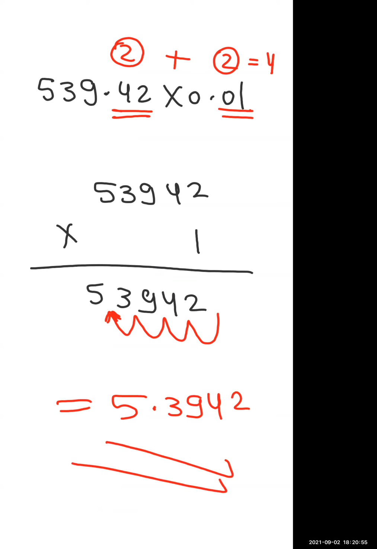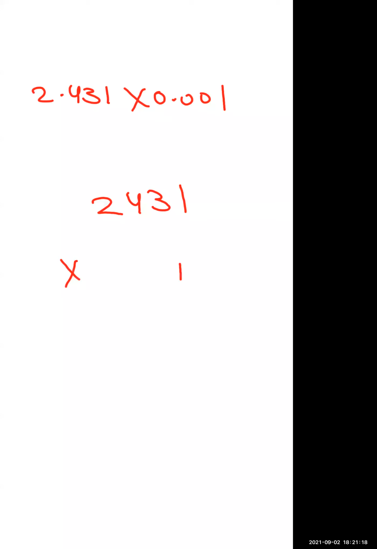Okay, is it clear? Yes, mister. Okay, one more example. But this time, I'm going to multiply these two numbers, 2431 times 0.001. Okay, again, guys, 2431 times 1. I don't care about the decimal points. So now it will equal the same number, 2431.